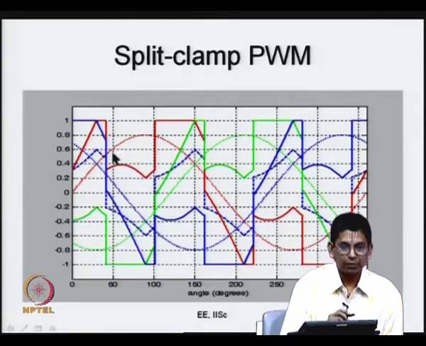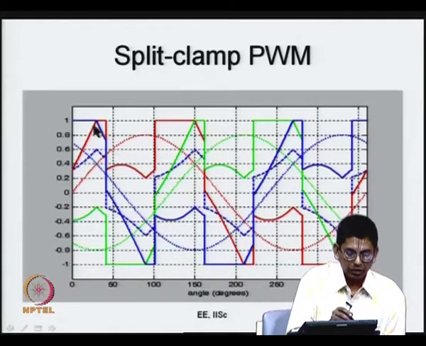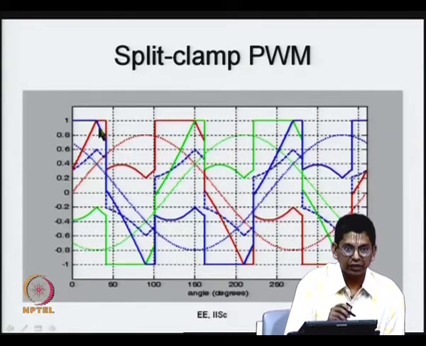Now, this is an example where you start clamping again at 30 degrees, but this is not going all the way to 60 degrees here. It stops at 42 degrees or 45 degrees or something like that. 42 degrees maybe, and the remaining duration, let us say if you have clamped for 12 degrees here, for the remaining 48 degrees you clamp it here.